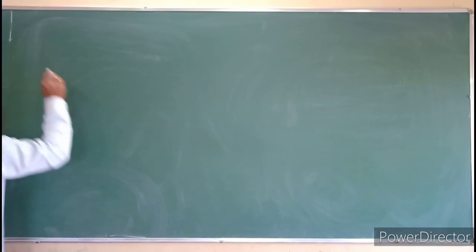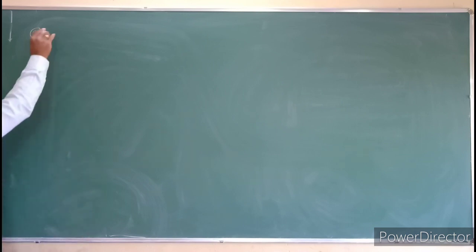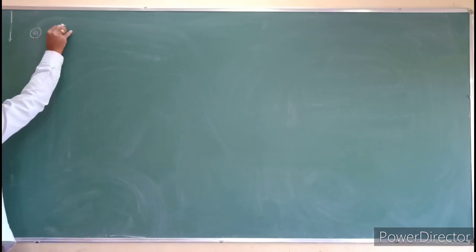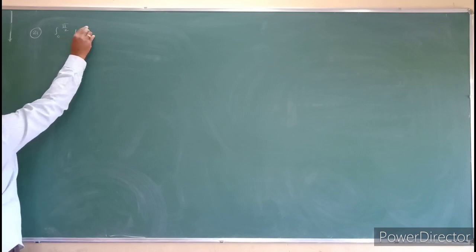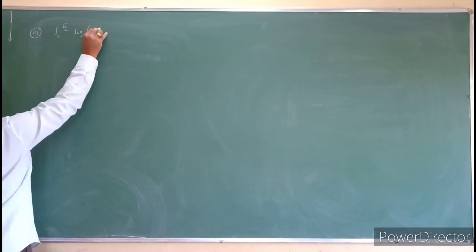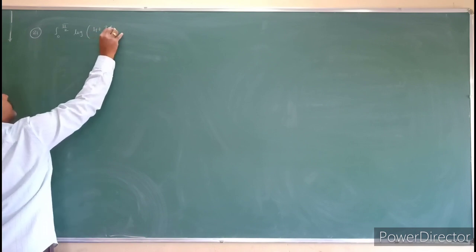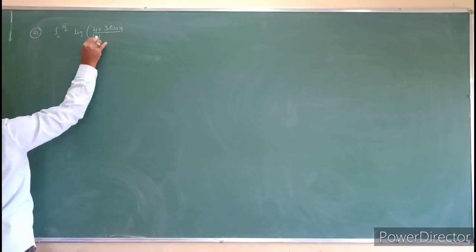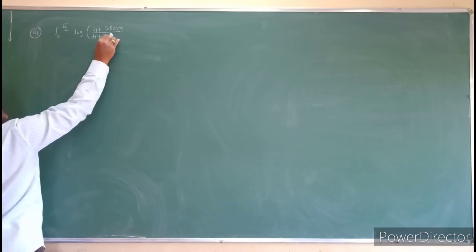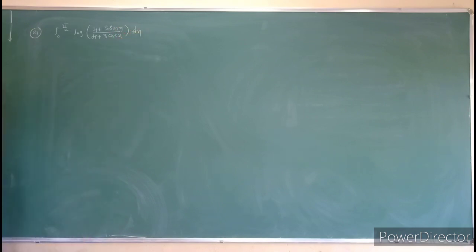See the question number 21. Integral 0 to pi by 2 of log of (4 plus 3 sin x) by (4 plus 3 cos x) into dx. So see that question, students, how to solve this one.